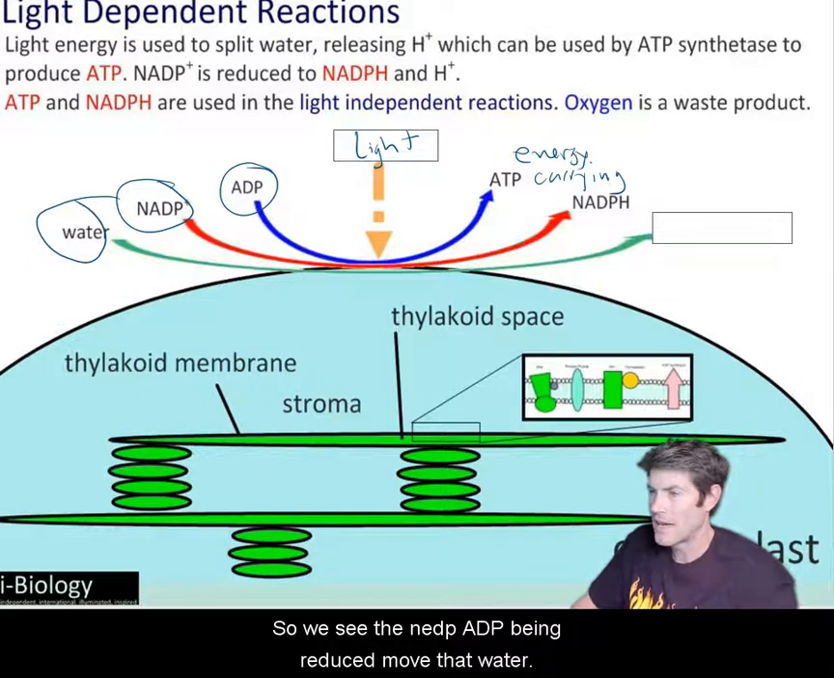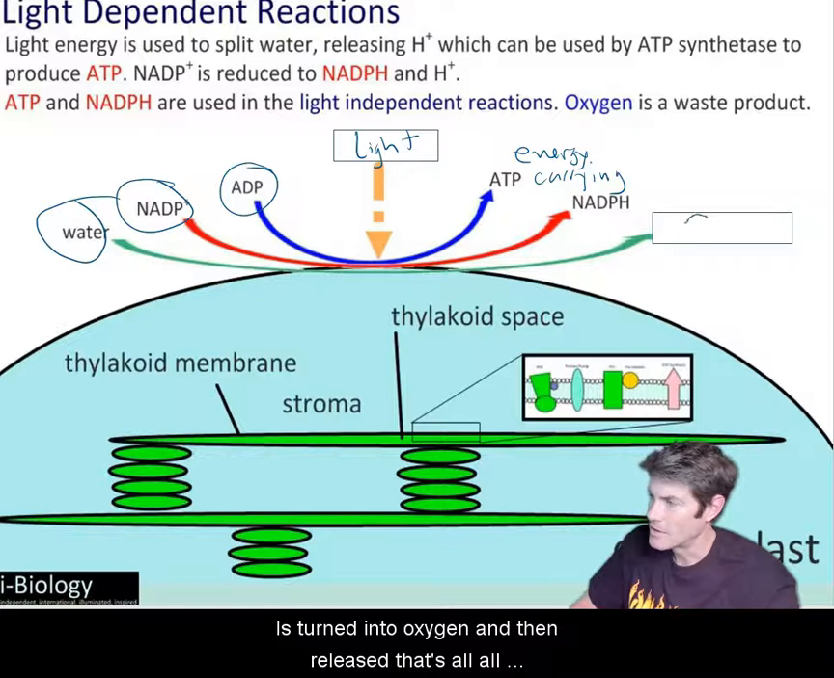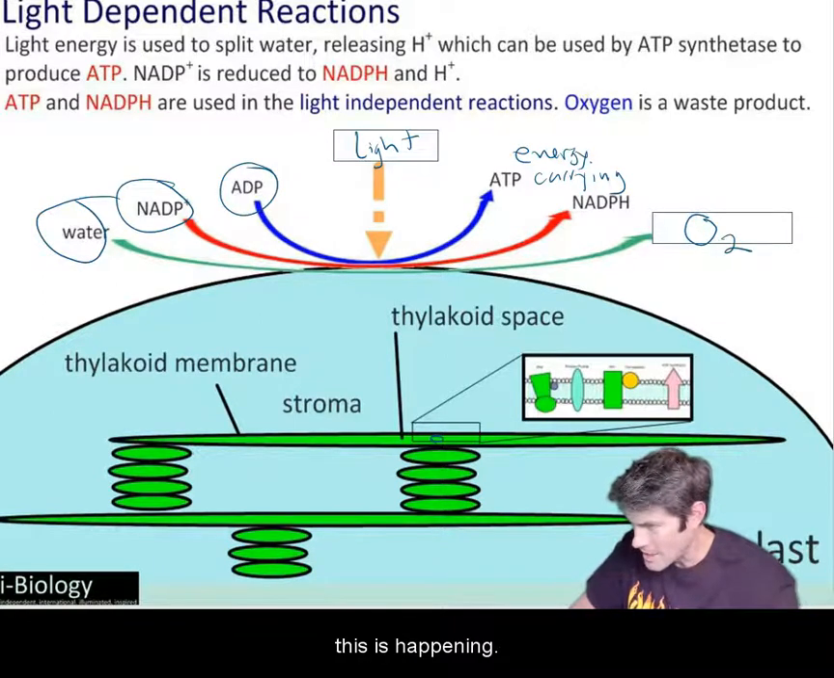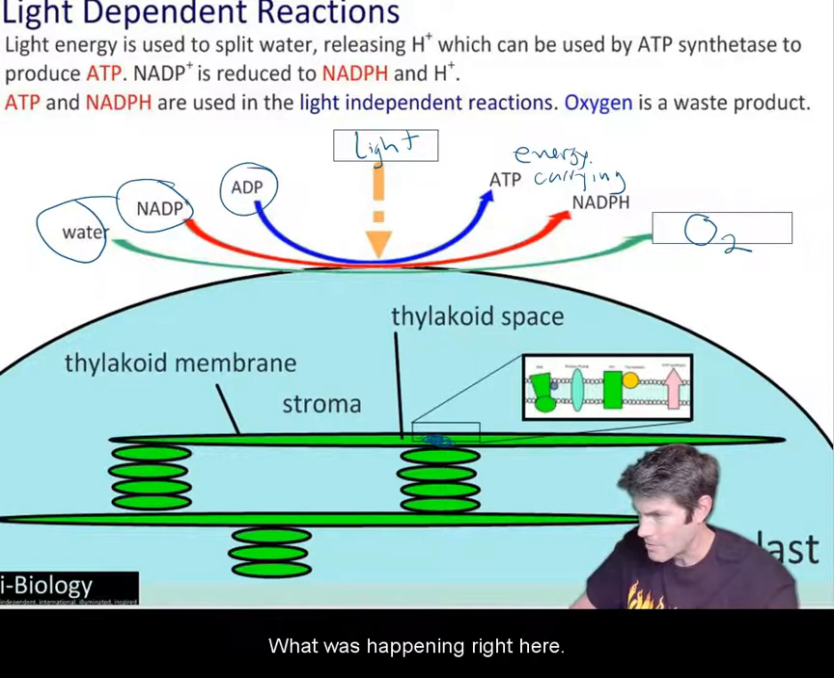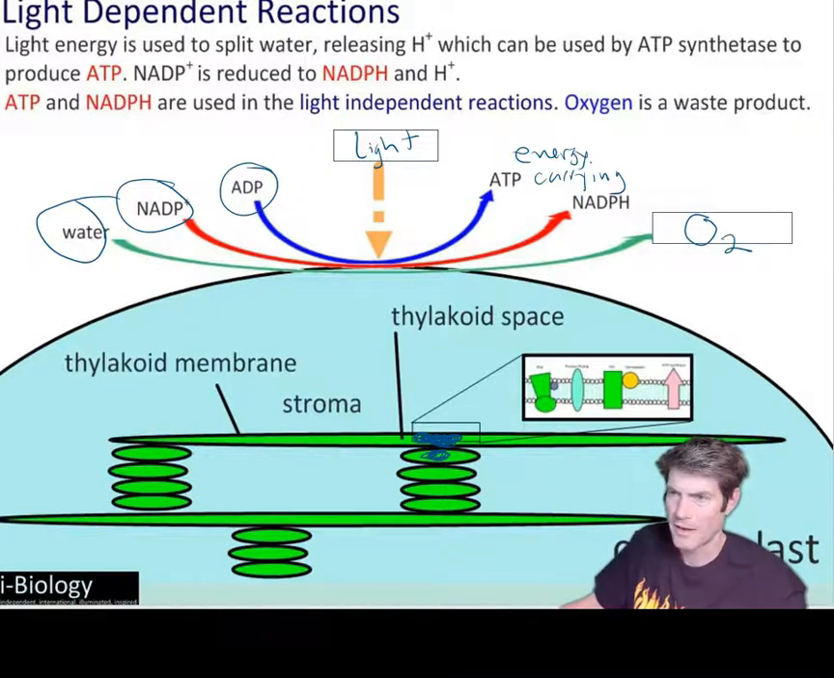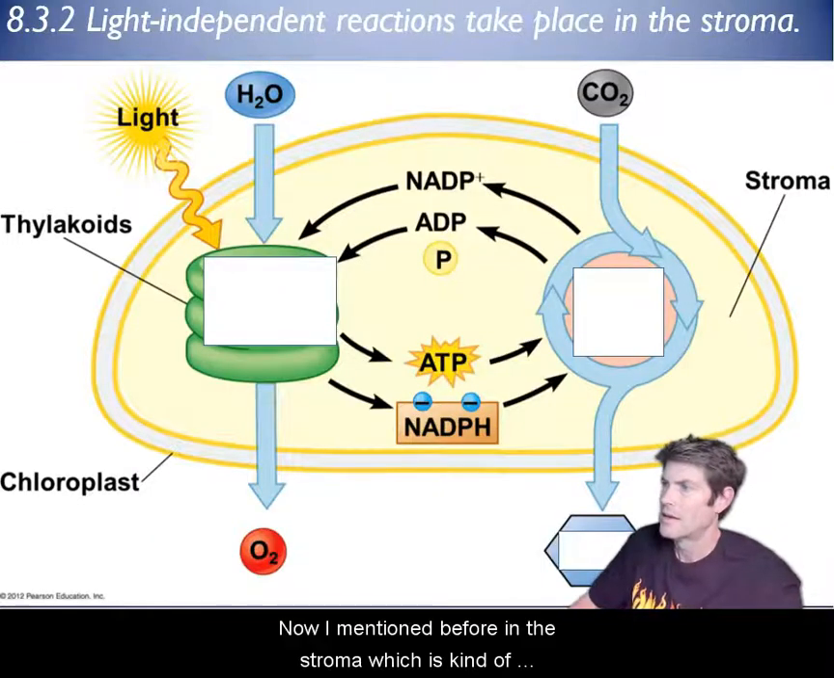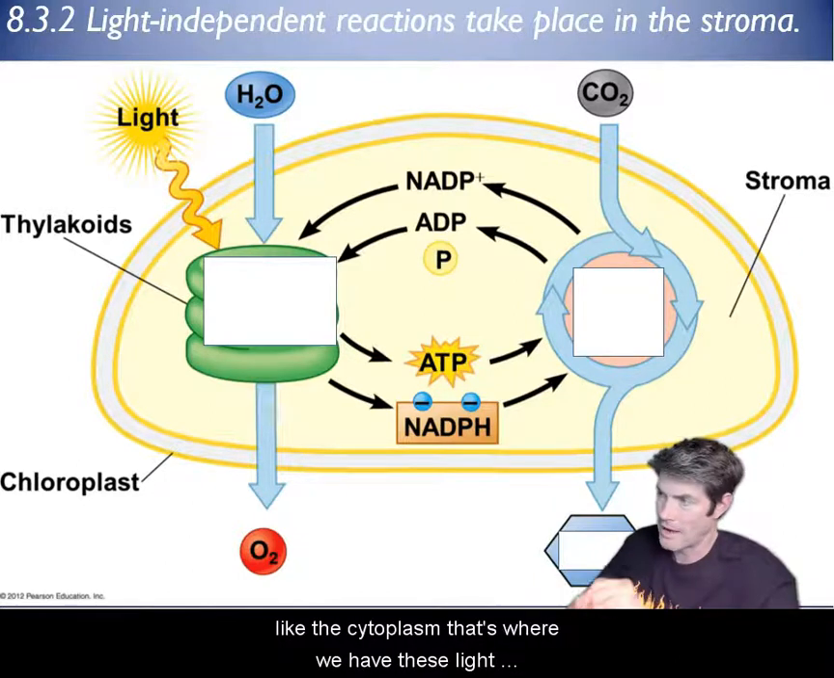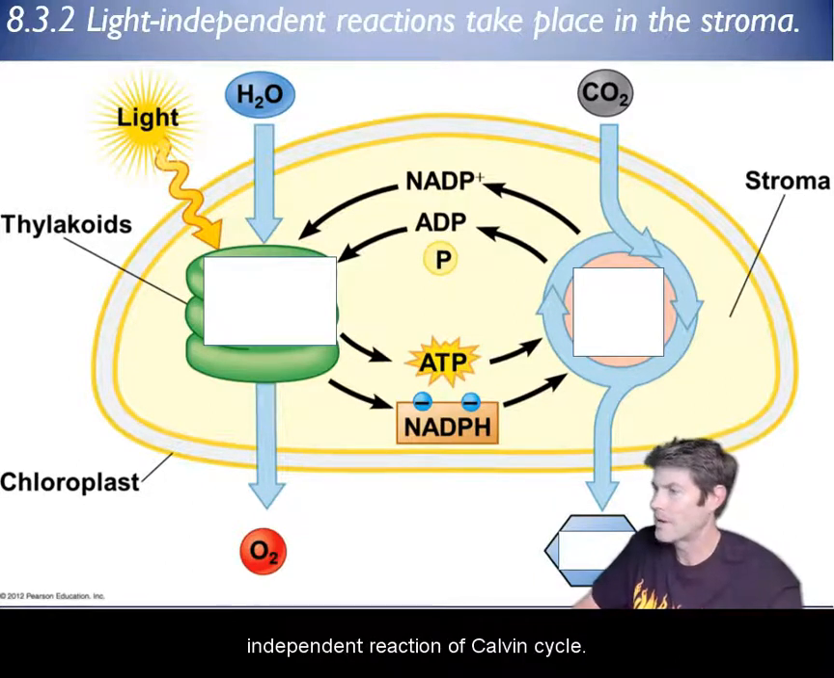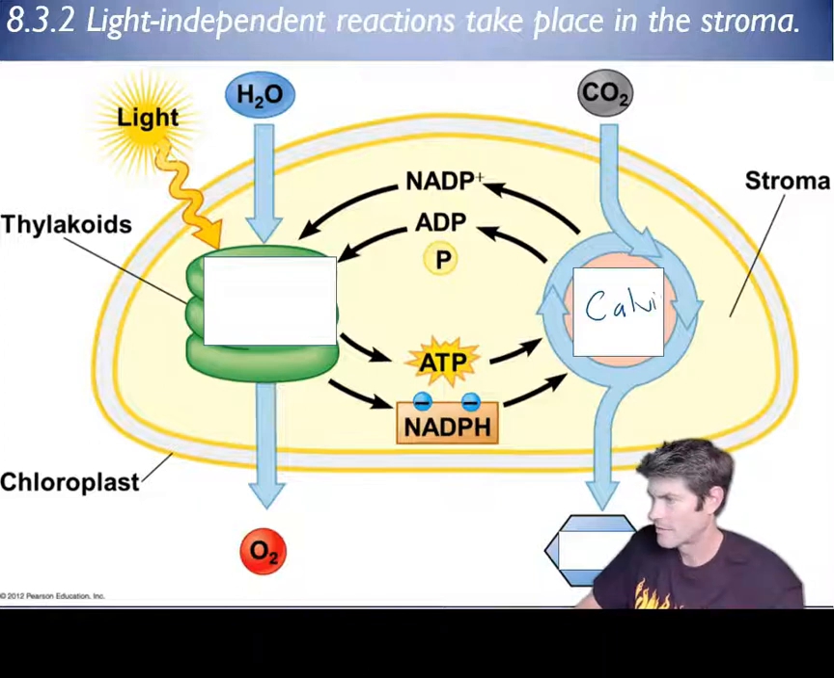So we see the NADP and ADP being reduced. Remember, that water is turned into oxygen and then released. And that's all that is happening. Most of it's happening right here. Okay, these light reactions right there in the thylakoids. Now, I mentioned before, in the stroma, which is kind of like the cytoplasm, that's where we have the light independent reactions of the Calvin cycle.